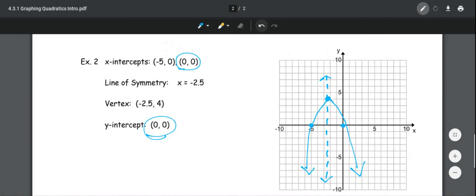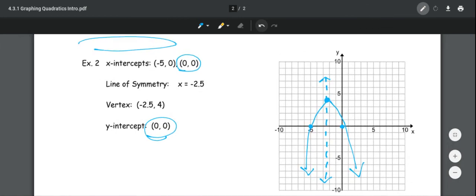So eventually I'm going to give you an equation up here, and you need to find all of those things. Okay? So we're going to do that in our next section though. So this is just practicing what all those things are and what they look like on the graph.